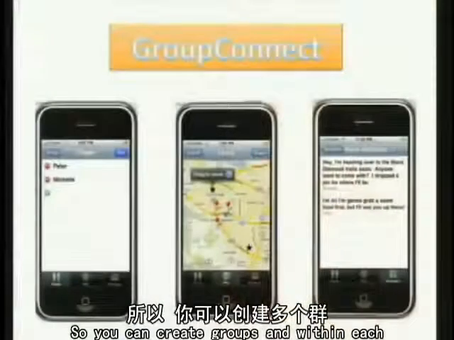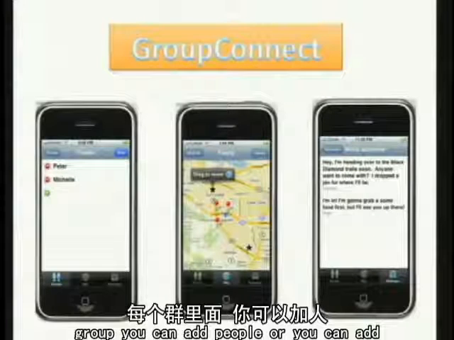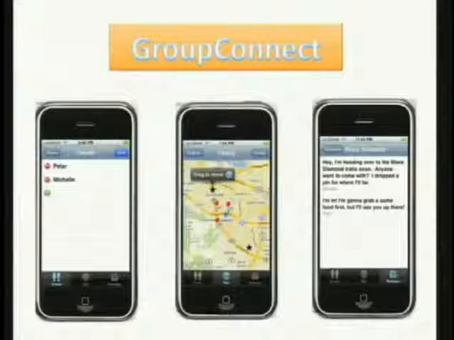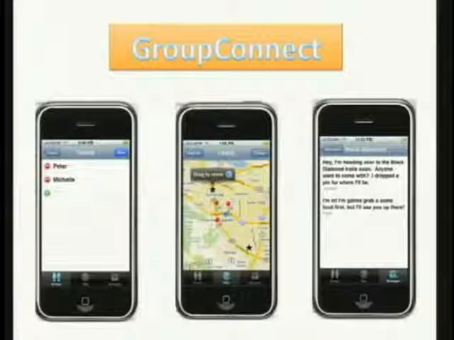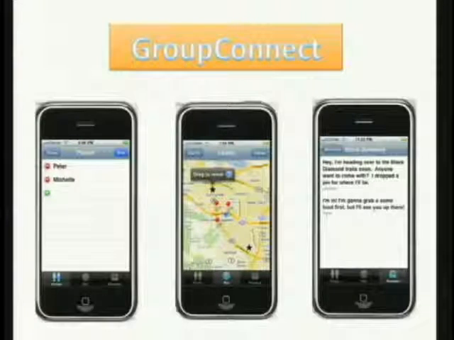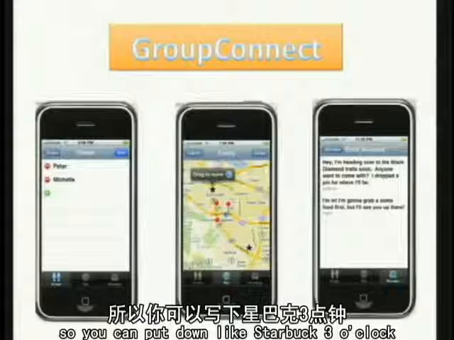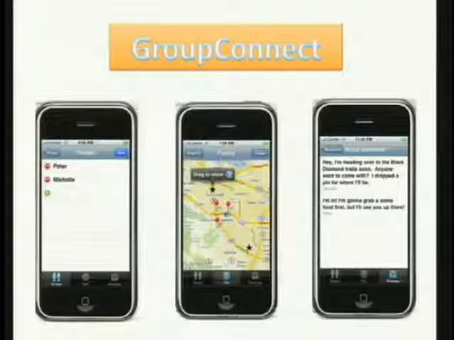You can create groups, and within each group you can add people. Then on the map view you can see these people, and you can drop pins and move them. The pins are the stars, and you can move those around the screen to indicate a place that you want to meet up at. Within each pin, you can specify the name, the time, and some notes. So you can put down Starbucks, 3 o'clock, I really need caffeine after this ski trip.